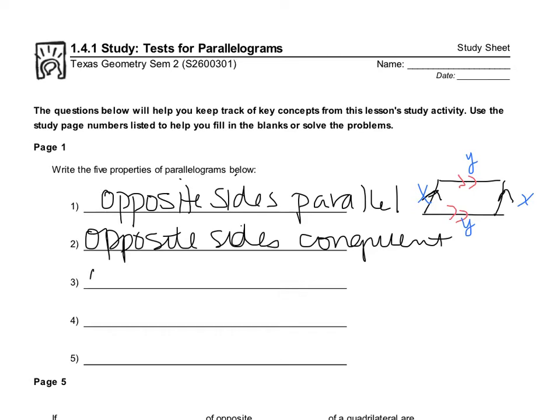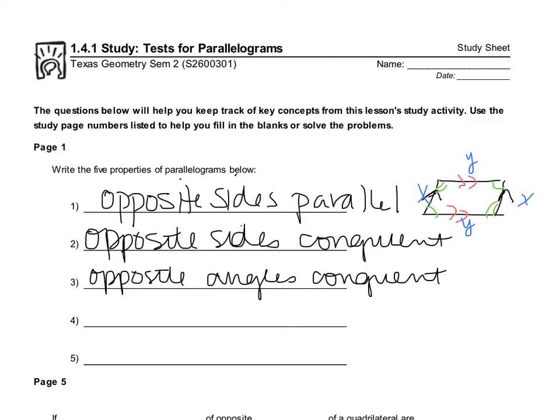Number 3 is that opposite angles are congruent. So using arcs, I can show the bottom left and the top right are going to have to be congruent, and the top left and the bottom right are going to have to be congruent.